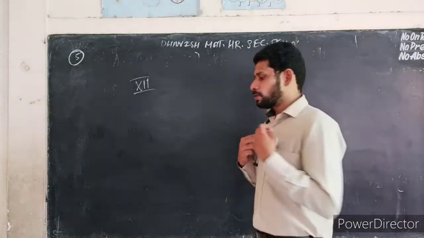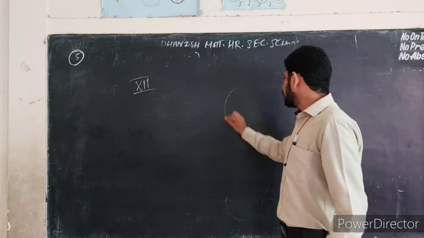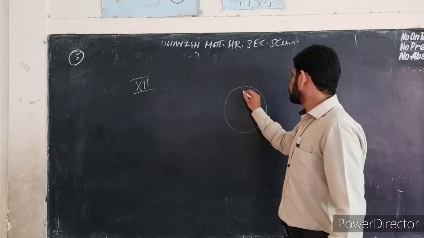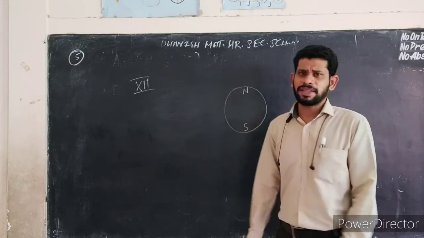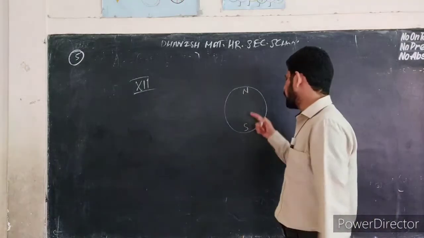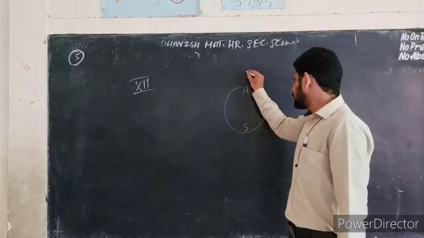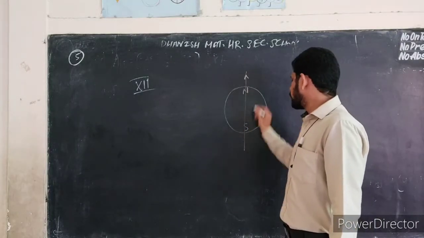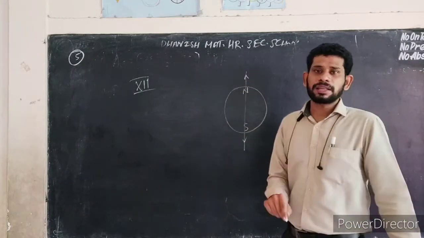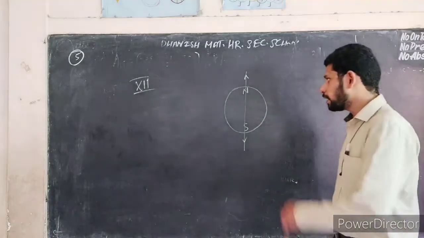Before that, the earth is like this: here the north pole and here the south pole. This is called the exact north and south pole, right? This is called true north or true south.